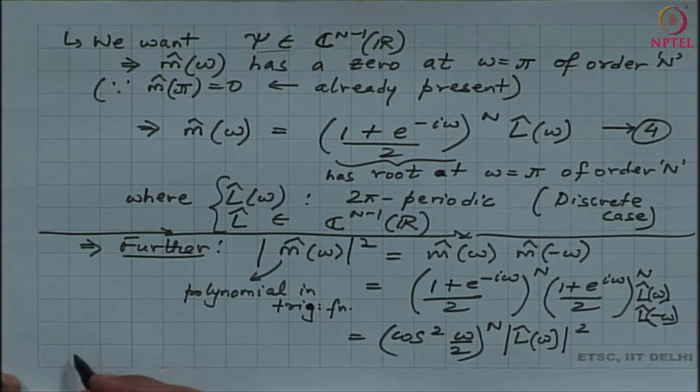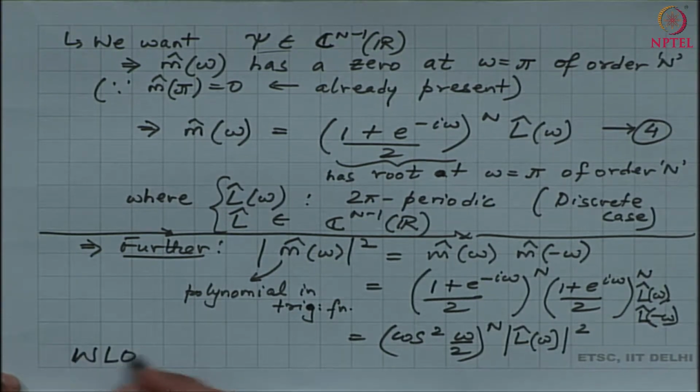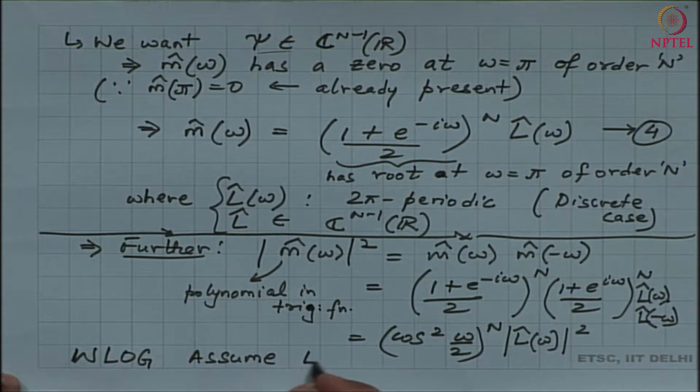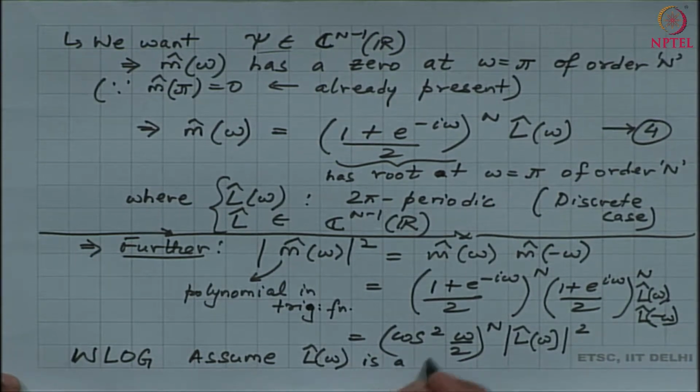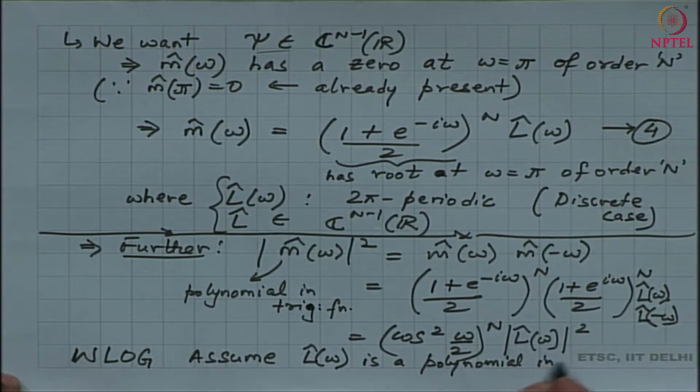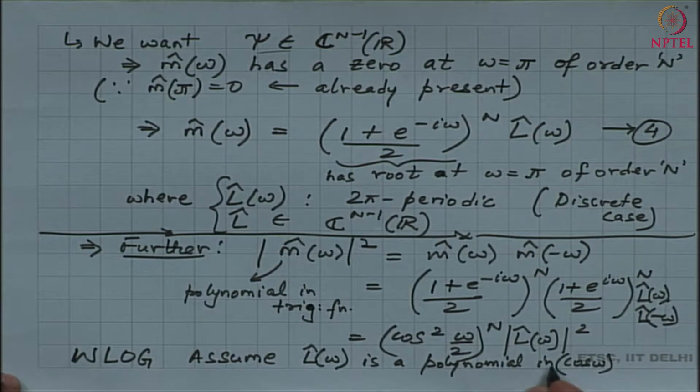So what can we assume? Without loss of generality, I can assume that my L hat of omega is a polynomial in cos omega. We could assume that it is a polynomial in sin omega, but then sin and cos are related by a phase shift, so that does not really matter. So, let us assume that L hat of omega is a polynomial in cos omega.